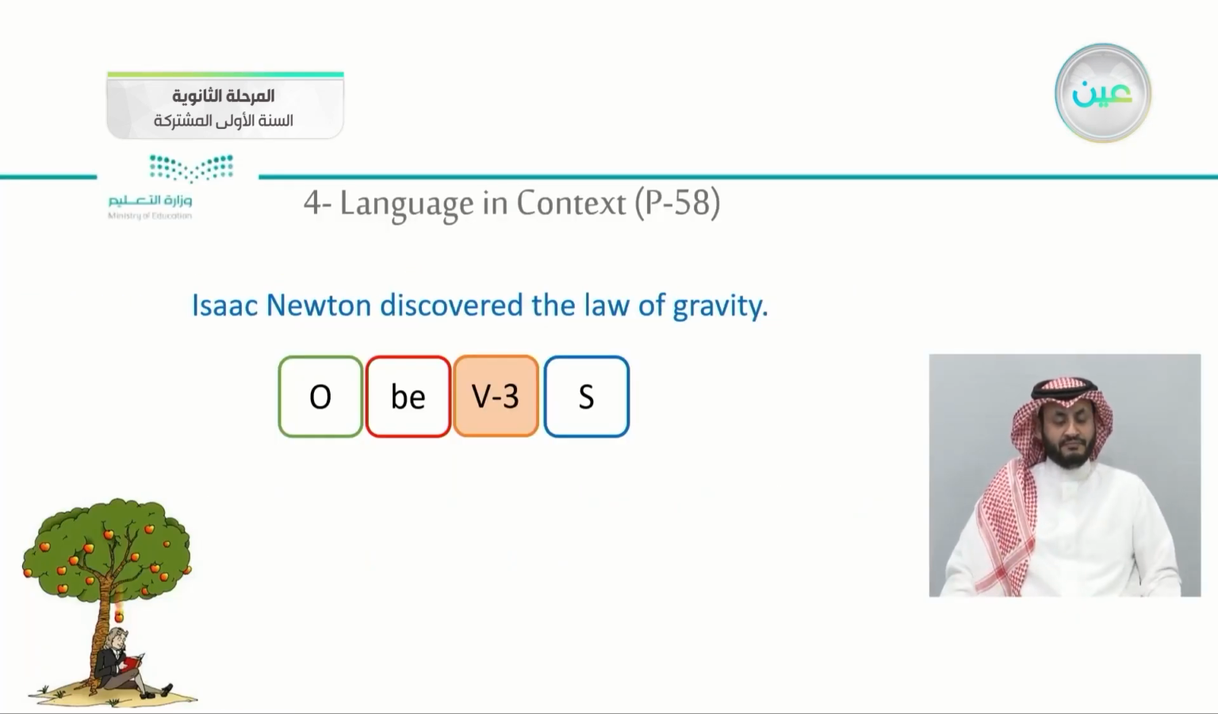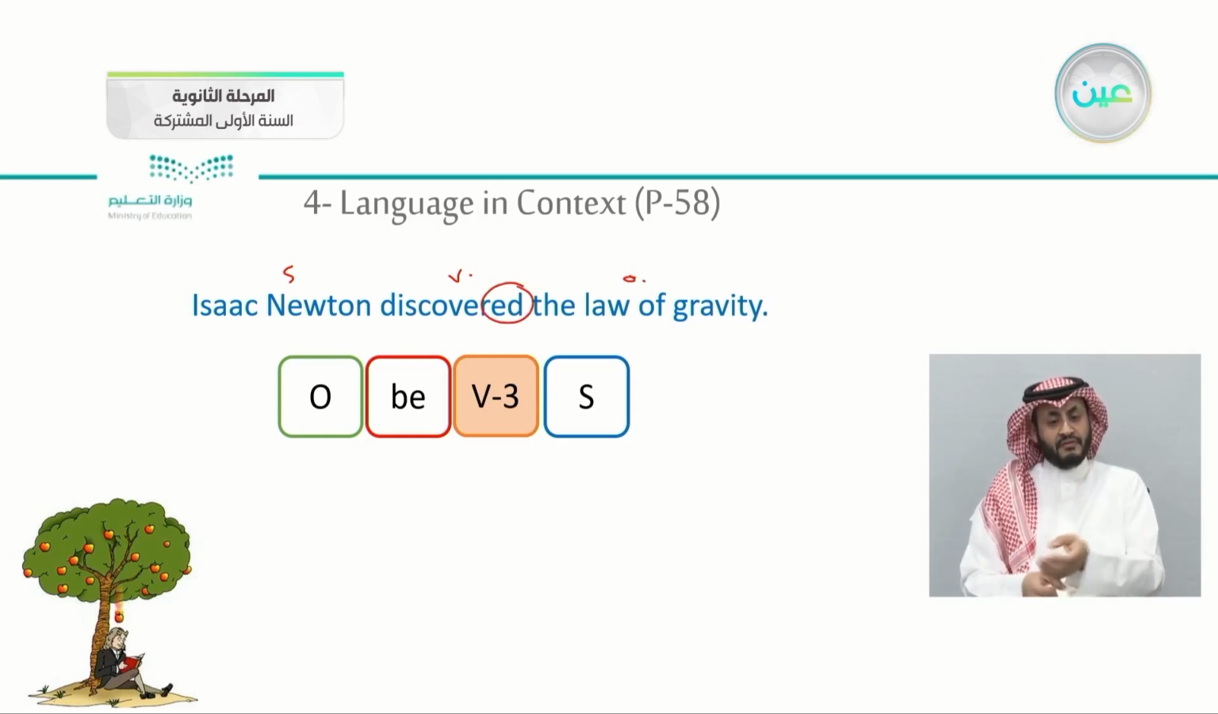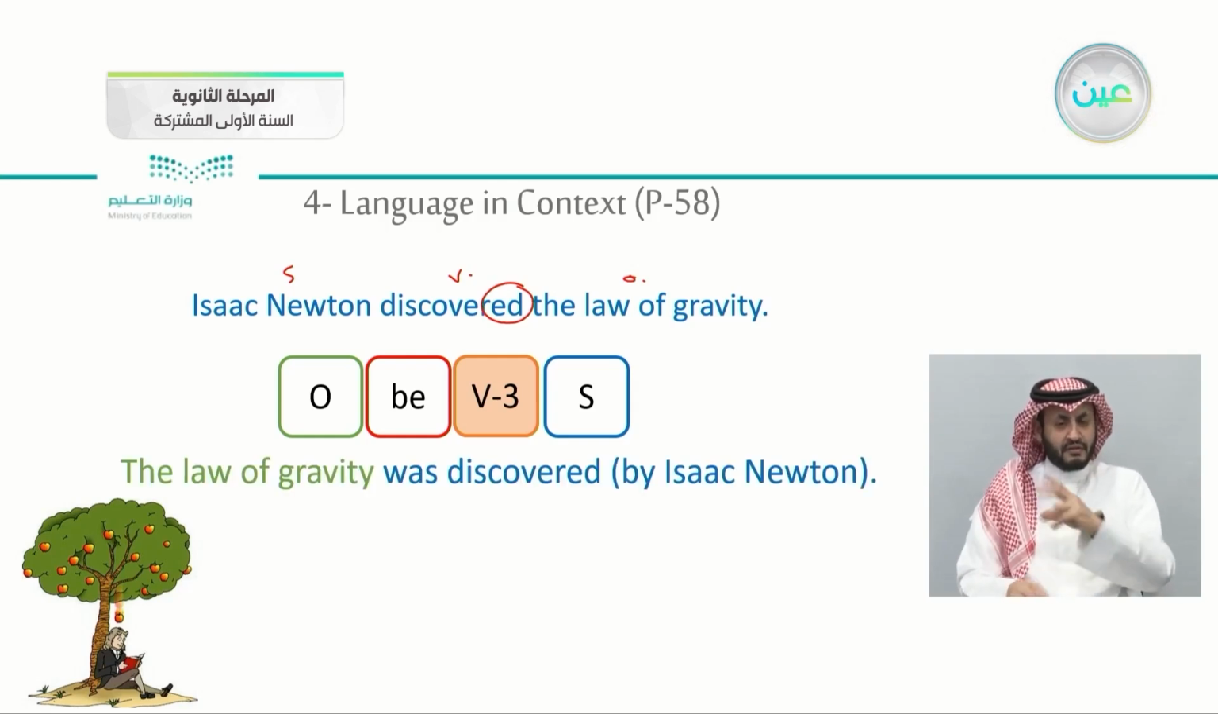One more in here. Isaac Newton discovered the law of gravity. Let's come up with the subject, then the verb, and here is the object. I don't want to mention the subject. What would I say in here? The law of gravity was discovered by Isaac Newton. This is the object. This is "was" because it is in the past, and "was discovered." By whom? By Isaac Newton.